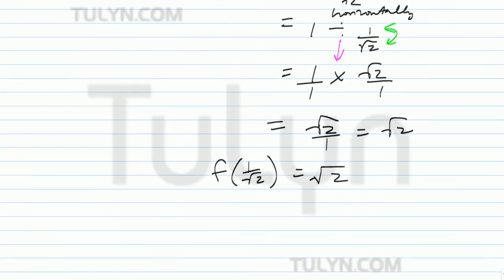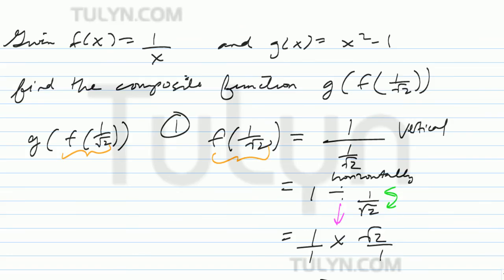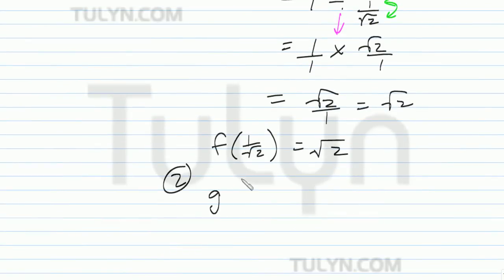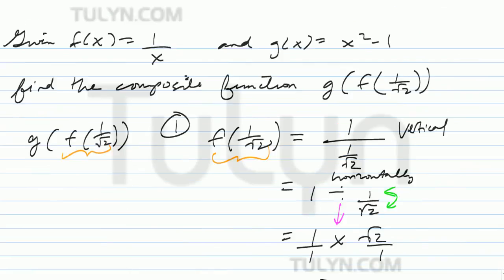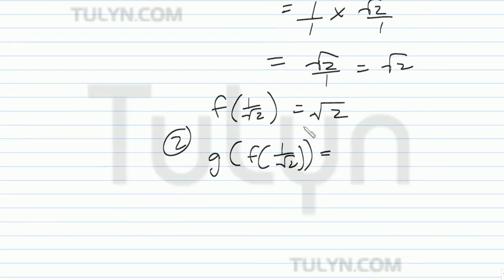And number 2 is g of f of 1 over radical 2. Then you're going to just go ahead and do whatever g says. g says whatever's inside the parentheses must be squared and then subtracted by 1. So inside, it's going to be g of radical 2. Notice how these are identical, right?